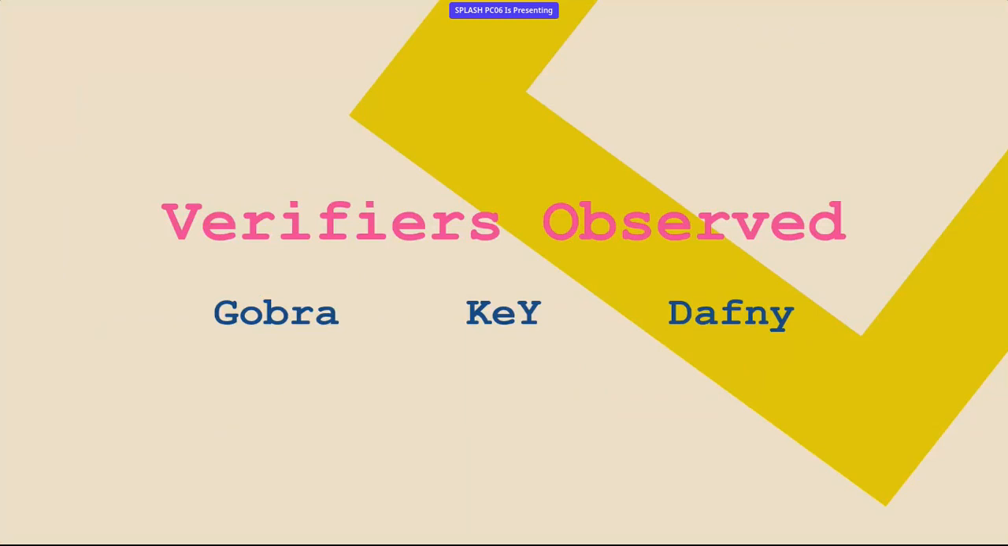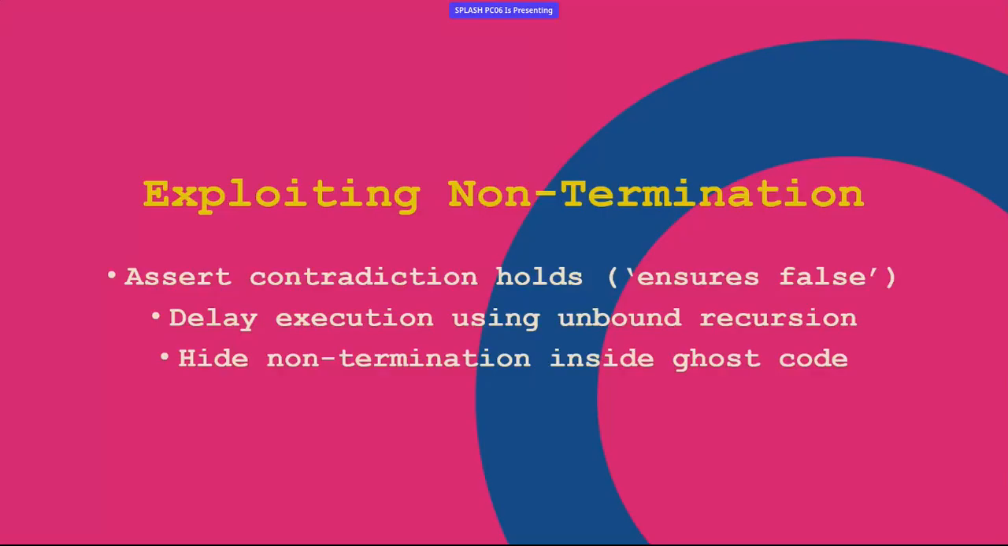The verifiers we looked at for this were these 3. They are all for object-oriented languages, and they're all broken using pretty much the same general idea. I ordered them from the least complex way of breaking it to the most involved. Now, the way that we broke these languages was using the idea of non-termination.